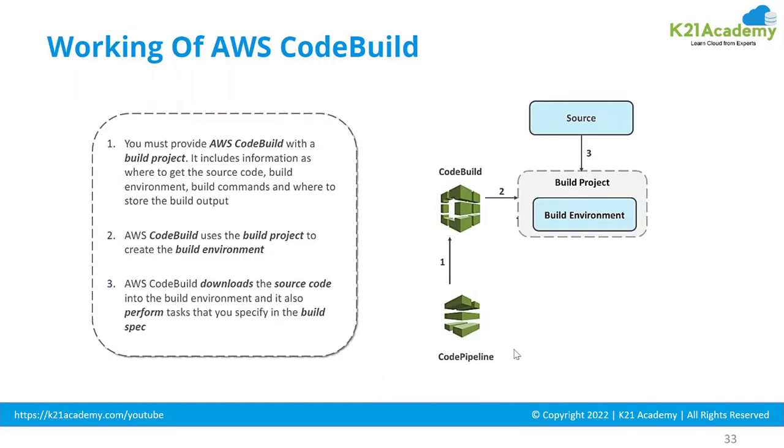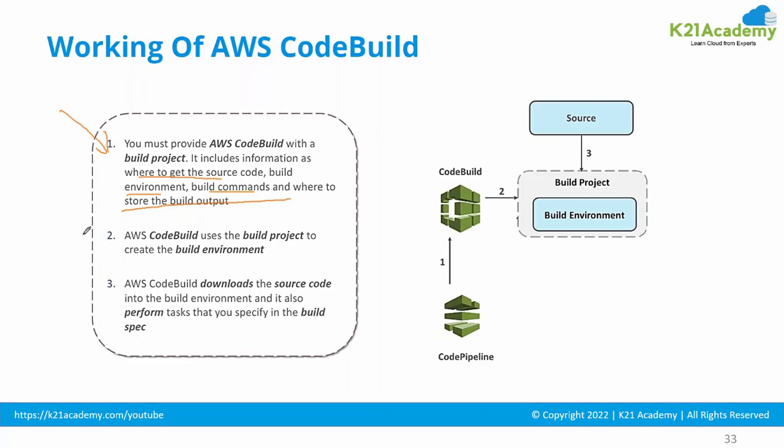So basically, you must provide AWS CodeBuild with a build project. It includes the information as to where to get the source code, what should be the build environment, what should be the build command, and where to store the build output. Right. So for CodeBuild, first and foremost, you will have to create a build project, saying where you have to pick up the code from, what is the environment you will have to create to build that code, what are the commands to build the code, and where the artifacts or the output have to be stored.